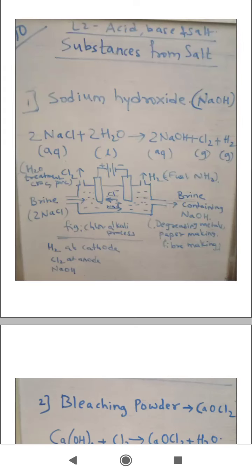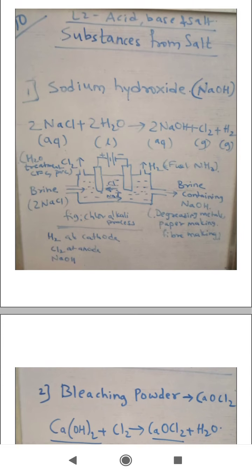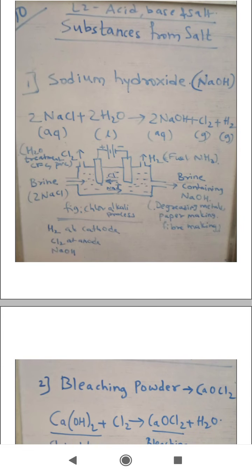So in this session I will explain how salt can be used for the preparation of other substances. The first substance that can be prepared from salt is sodium hydroxide, and its chemical formula is NaOH. So this is salt, that is NaCl, which is mixed with water, H2O, so as to form NaOH, along with chlorine and hydrogen gas. So how is this actually made?